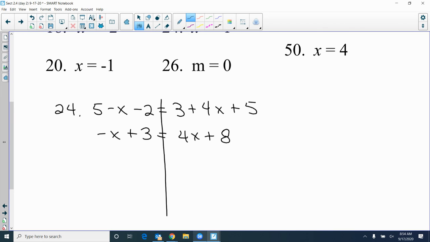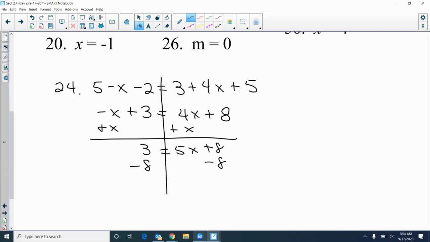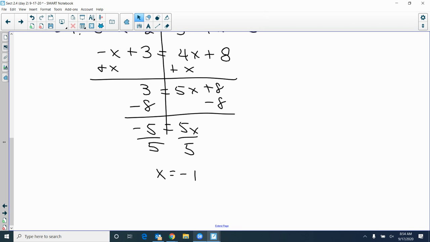That's a bad 8. Then I'm going to move the little guy. I'm gonna add x. I'm gonna add x. So I get 3 equals 5x plus 8. Subtract 8. Negative 5 equals 5x. Now I definitely have to divide by 5. And look what I got right down here. Where'd that come from? Oh, it's magic. x equals negative 1.